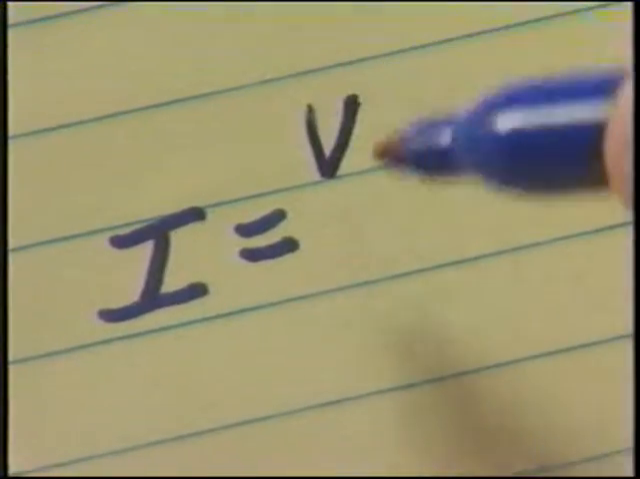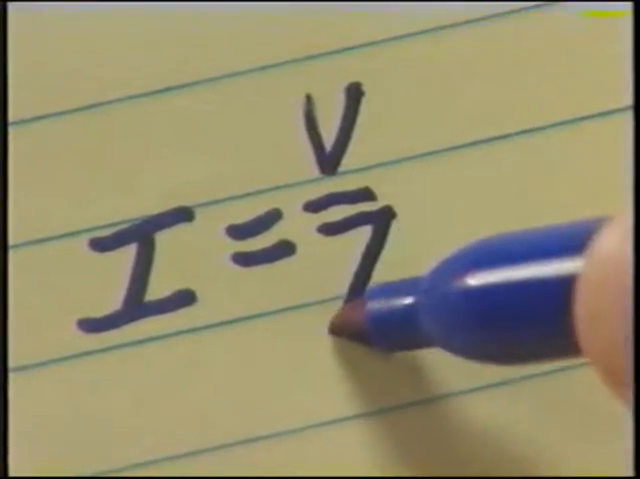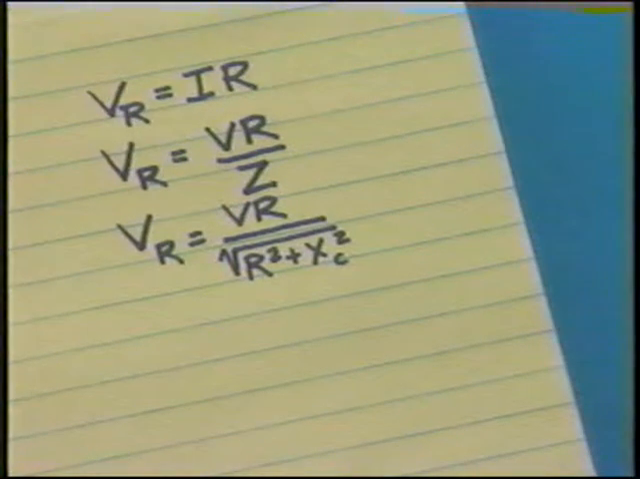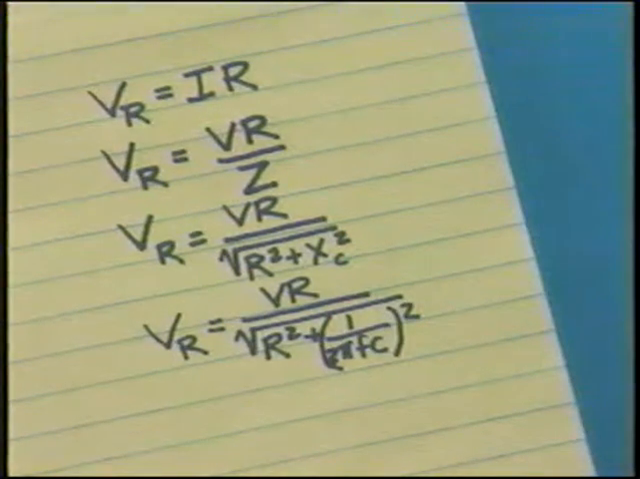Remember, according to Ohm's law, that current equals voltage divided by impedance. Substitute this equivalent value into the formula for resistive voltage to get V sub R equals V times R divided by Z. Now replace Z with its equivalent value, the square root of R squared plus X sub C squared. Because you want to understand the relationship between frequency and the resistive voltage, replace X sub C with its equivalent value, 1 divided by 2 pi F C.